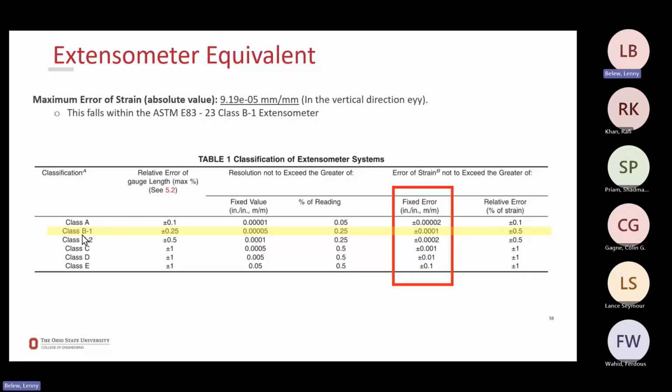And this fell within the class B1 range. So we hit our mark. We have a very good extensometer equivalent. So we're going to feel pretty confident in our analysis going forward.